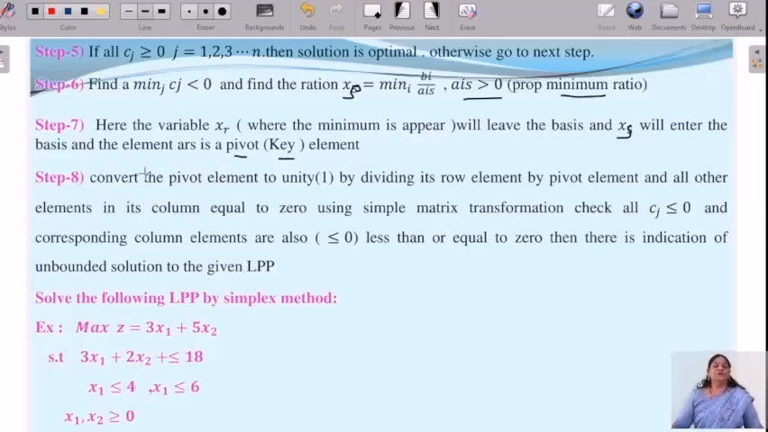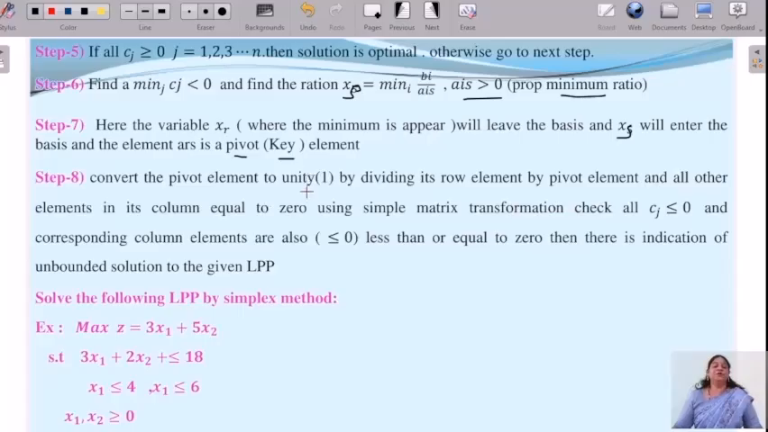Then using simple matrix transformation, convert the pivot element to unity. If it is unity, then don't use any elementary operation. Convert the pivot element to unity by dividing its row by pivot element.